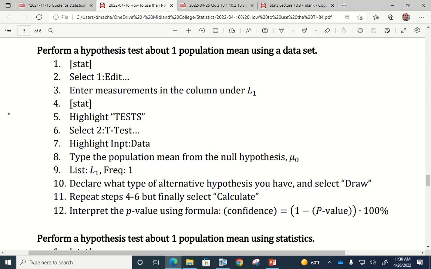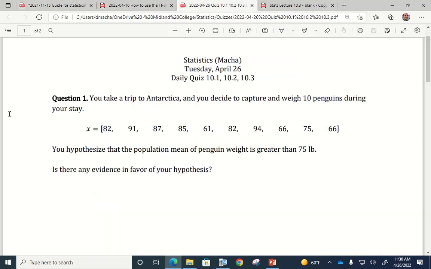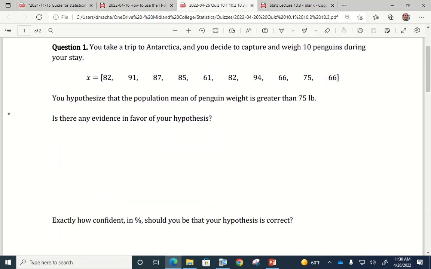All right, it's 11:30. Let's go ahead and run through these quiz solutions. It says you take a trip to Antarctica and you decide to capture and weigh 10 penguins during your stay. So this is the weight. And you're hypothesizing that the population mean of the penguins is greater than 75.